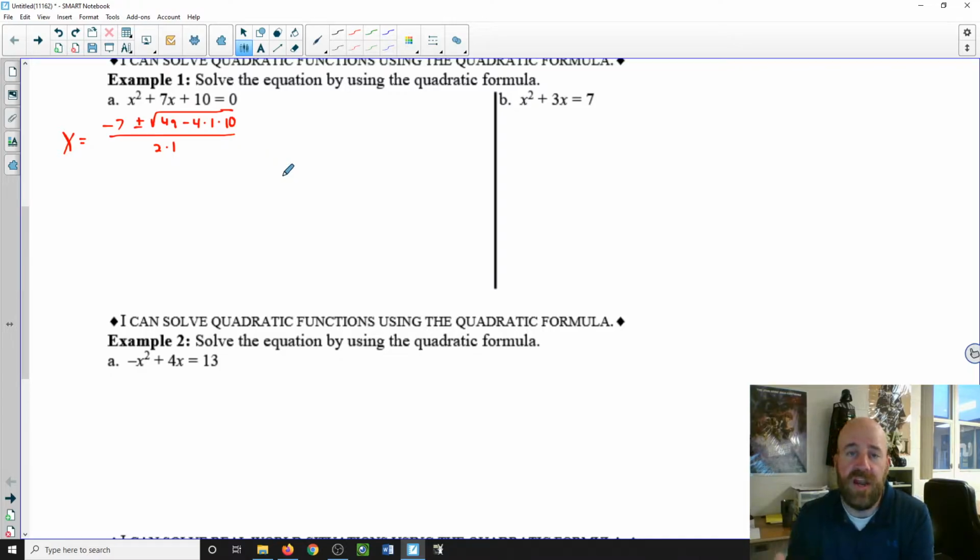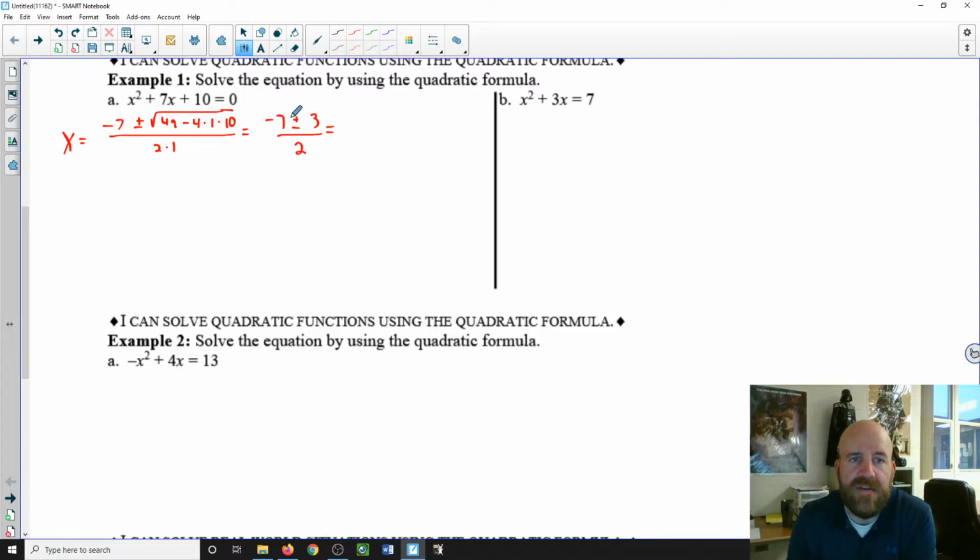Alright, so we've plugged in A, B, and C. We're going to simplify this now. So inside the root, we have 49 minus all this multiplied together, which would be 40, so that ends up with a 9 inside. So we have negative 7 plus or minus the square root of 9, which we know is 3, and then 2 times 1. Okay, so make sure you're following along with your calculator to make sure you're getting the same answers as I am.